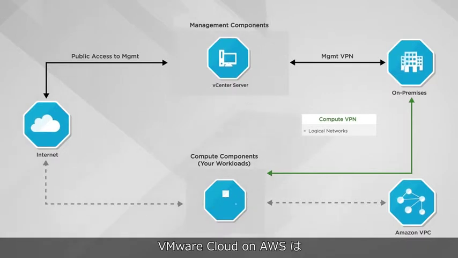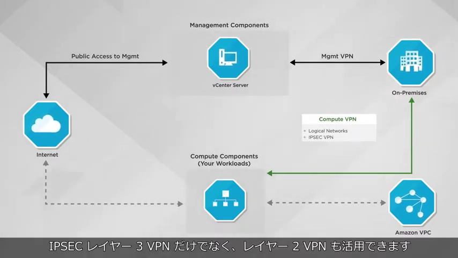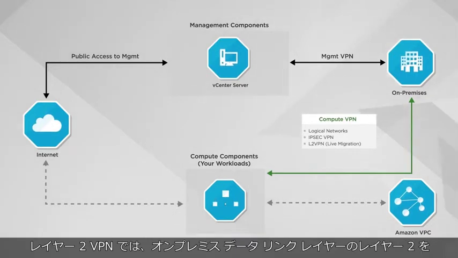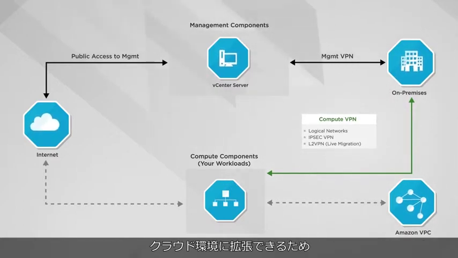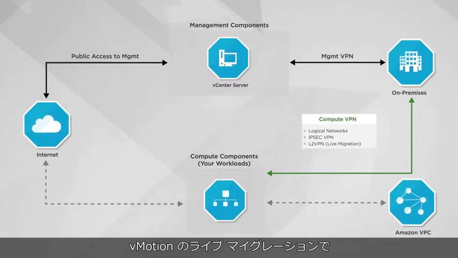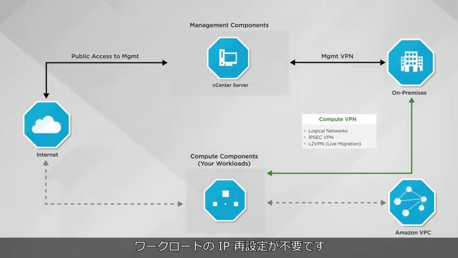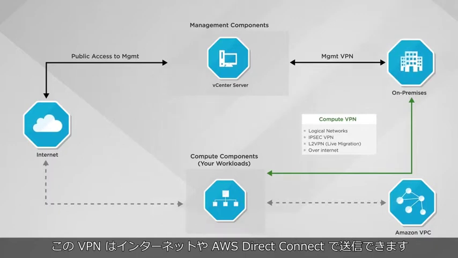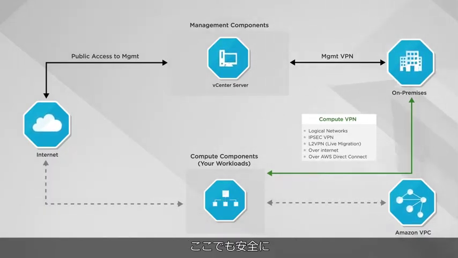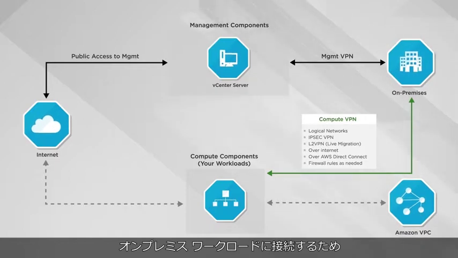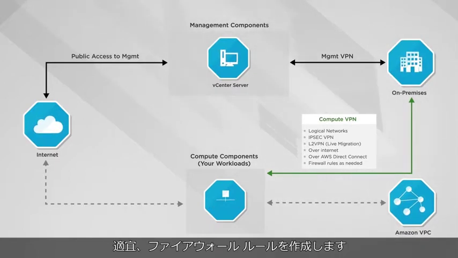VMware Cloud on AWS allows customers to leverage IPsec Layer 3 VPNs as well as Layer 2 VPNs. The advantage of a Layer 2 VPN is it enables you to stretch your on-premises data link layer, Layer 2, to your cloud environment, thus removing the need to re-IP workloads, which is required for live migrations with vMotion. This VPN can go over the Internet or over AWS Direct Connect. For security purposes, you can once again create firewall rules as needed to enable that connectivity to on-premises workloads.